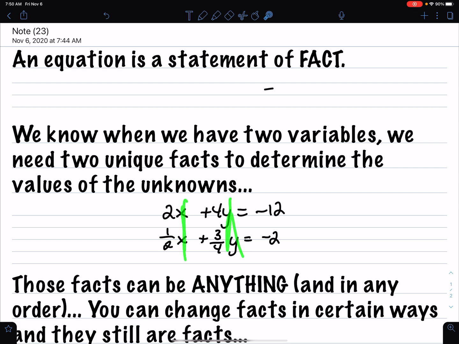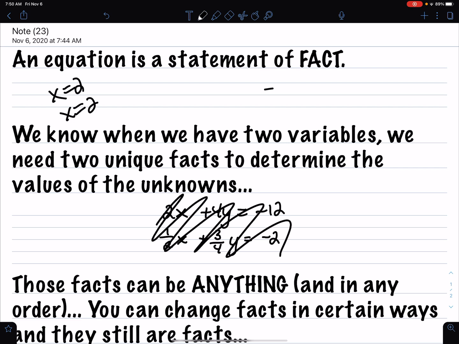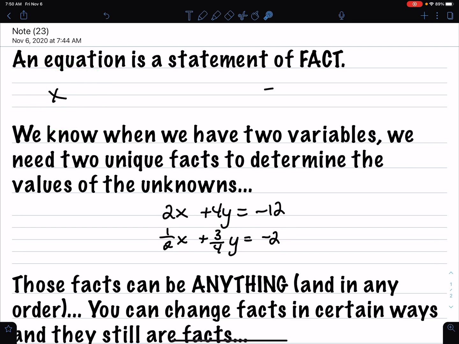So as we progress forward, we know that when we have two variables, like here I have x's and y's, I'm going to need two unique facts to determine the values of the unknowns. If I told you two facts, that x was equal to 2 and x was equal to 2, that really doesn't tell you anything more than if it was just by itself. If I just told you x was 2 and x was 2, you would never know what y is because you don't have two unique facts. So when you see an equation right now, think of it as a fact.